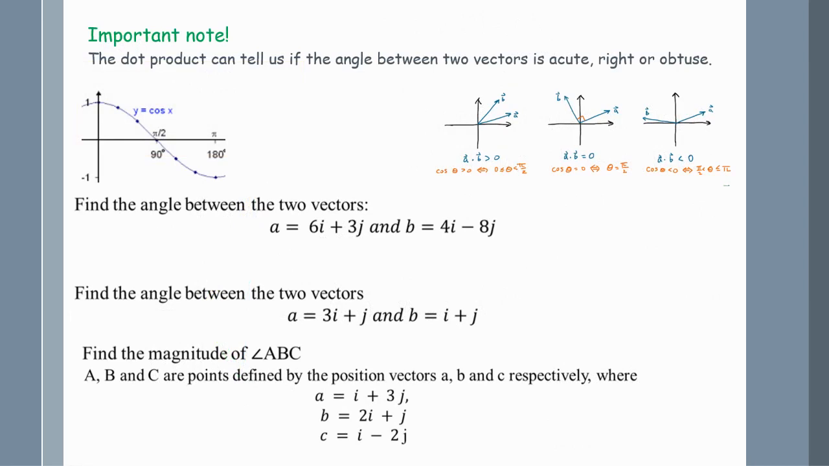An important note: the dot product can tell us if the angle between two vectors is acute, right, or obtuse. Have a think about how it might be able to do this. Recall that whenever we're looking at the angle between two vectors, this angle is always between 0 and pi. So let's start by drawing out a graph of y equals cos theta. Now, if cos theta equals a dot b over the length of a times the length of b, notice that this denominator is always going to be positive.